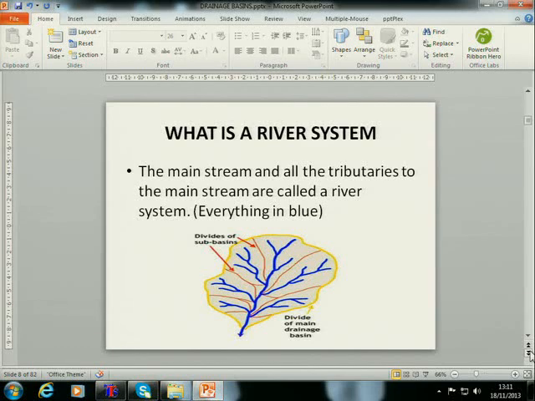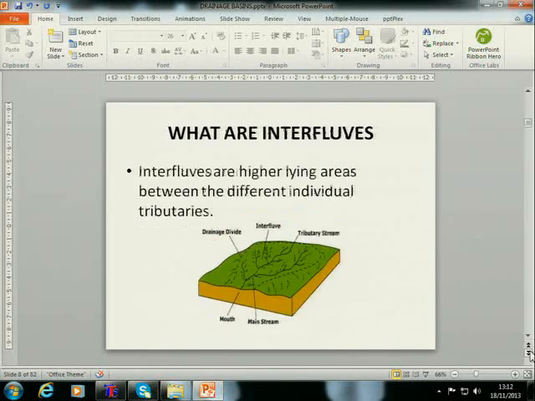Look at the definition again. The main stream and all the tributaries, in other words, everything that contributes to the main stream. If you have to make sure between the definitions of a drainage basin and a river system, remember, a drainage basin is the total area between the watershed going all around that drainage basin. A river system is only the water parts of that system.